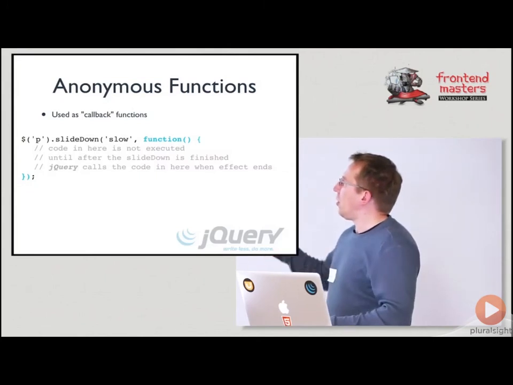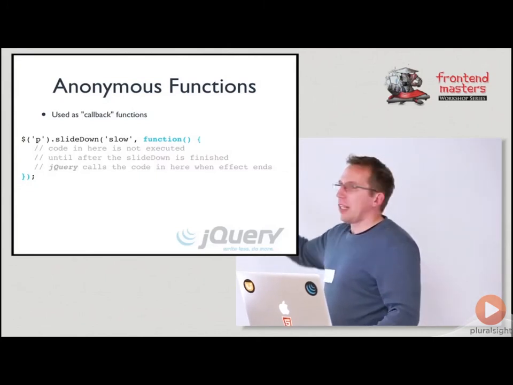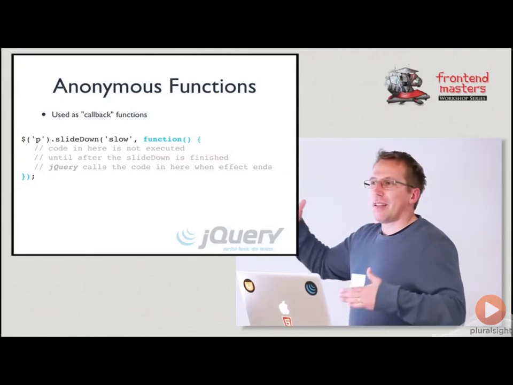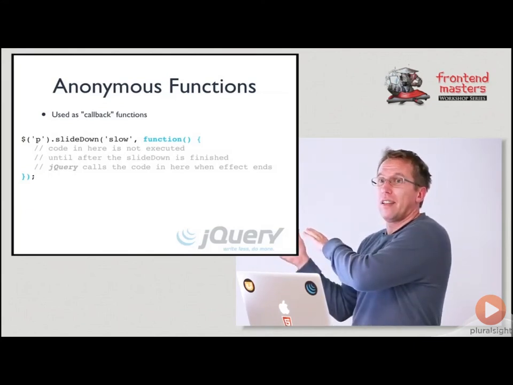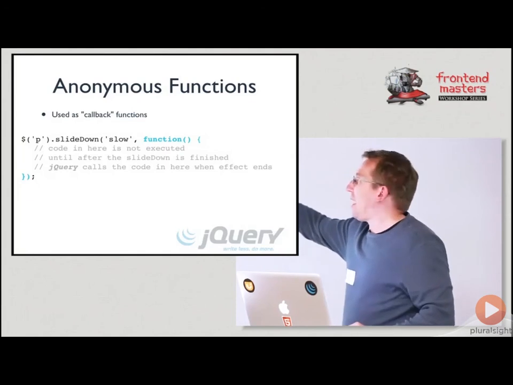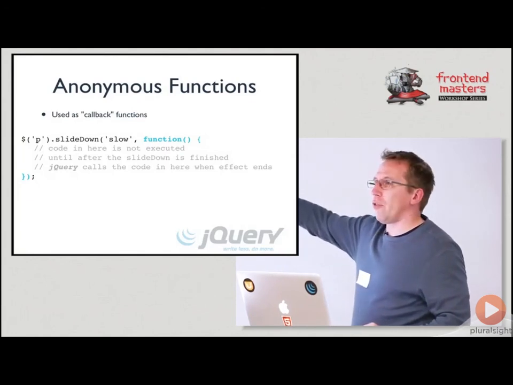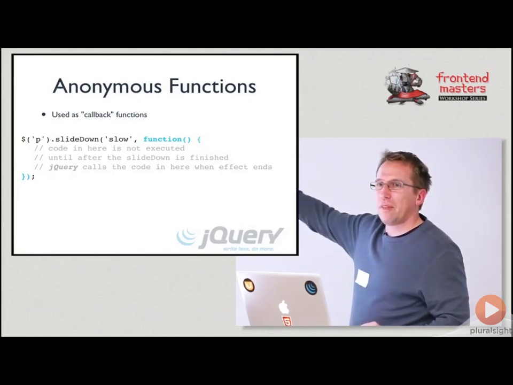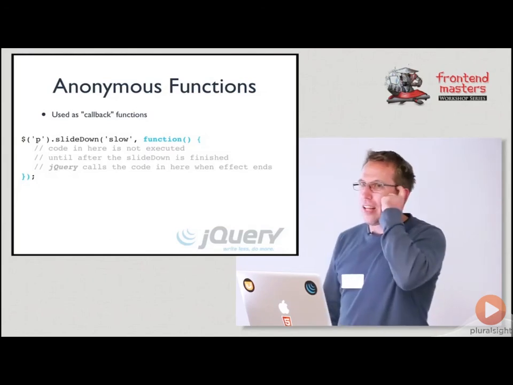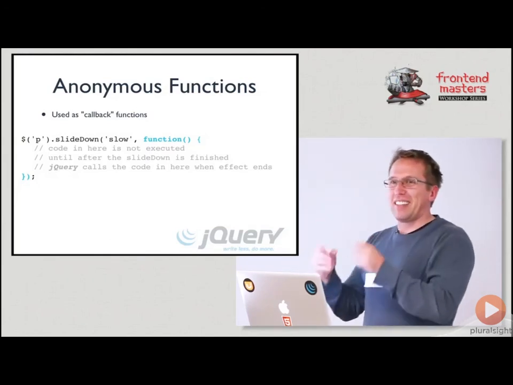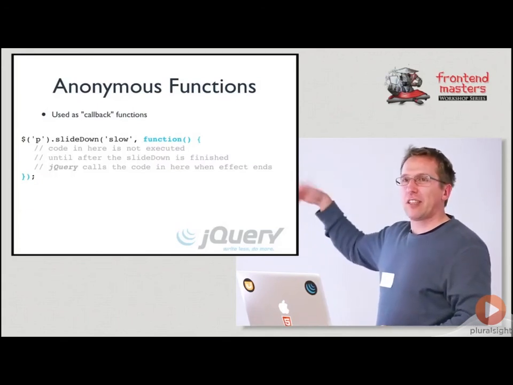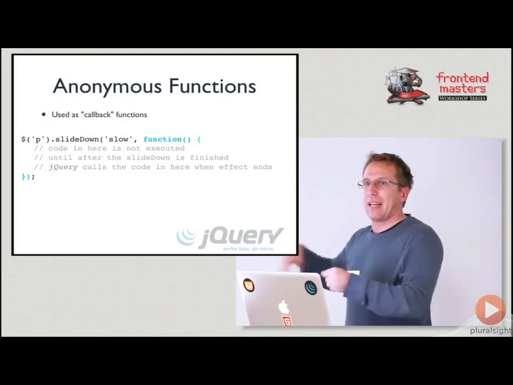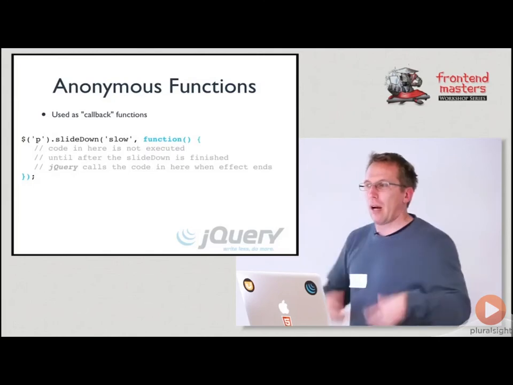Okay? So sometimes if you want to fade something out and then remove it, right? You would fade it out and then put the remove in the callback function so that you're not removing it immediately, because these animations happen asynchronously, right? They happen and they let other stuff continue happening while they're happening.